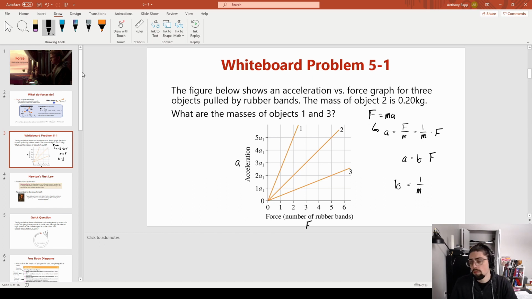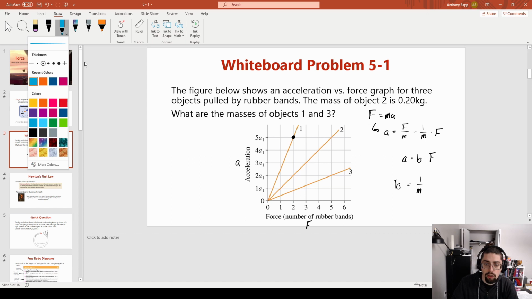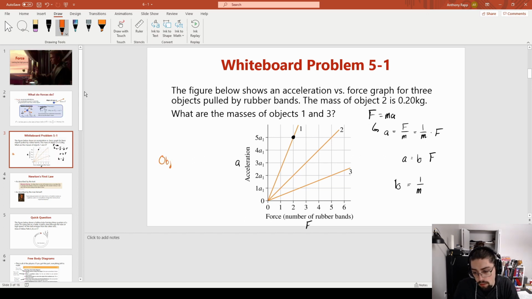So let's start with object 1. Let's take a look at that thing. If I look at this point right here, let me take the slope of this thing, and I'm going to say, okay, well, my rise over run is going to be 5 A1 divided by 2 rubber bands, which I assure you is a standard unit. Right? Shows up in a table somewhere, I'm positive. This standard rubber band force, but whatever.